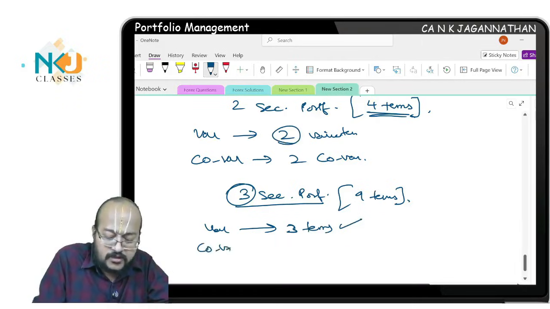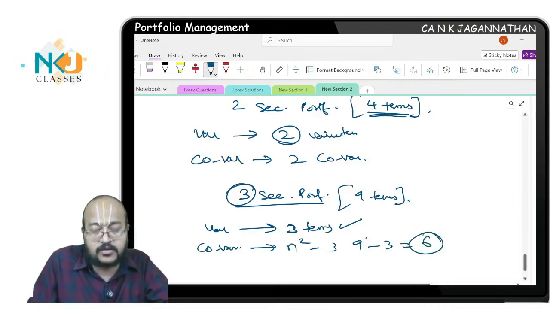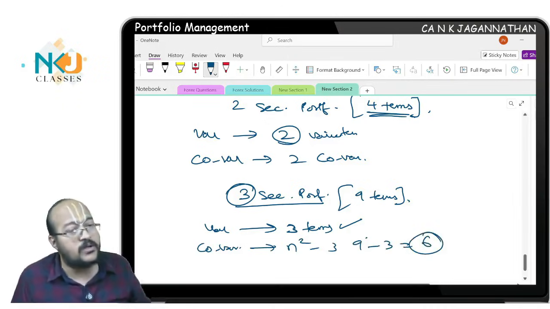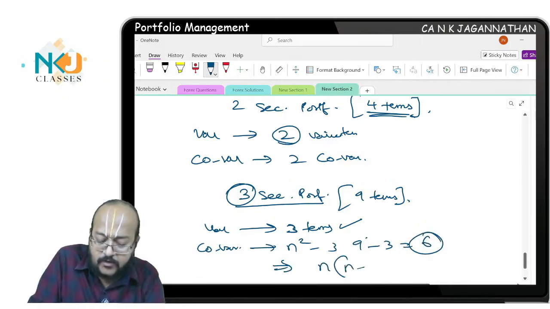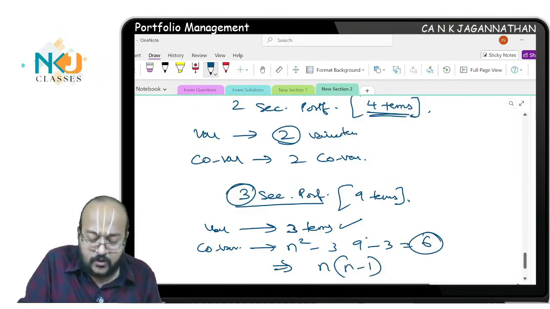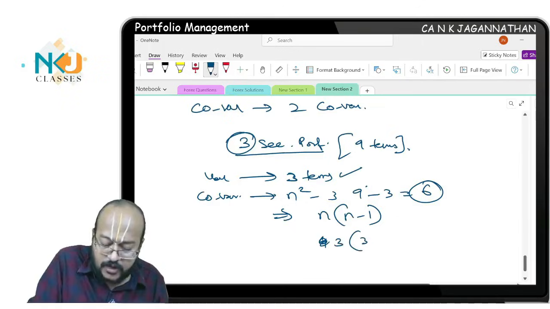How many covariance terms? N square minus n: 9 total terms minus 3 is equal to 6. Are you all understanding? To put it simply, you can also say n into n minus 1. So for 3 securities, 3 into 3 minus 1, that is 2, is equal to 6.